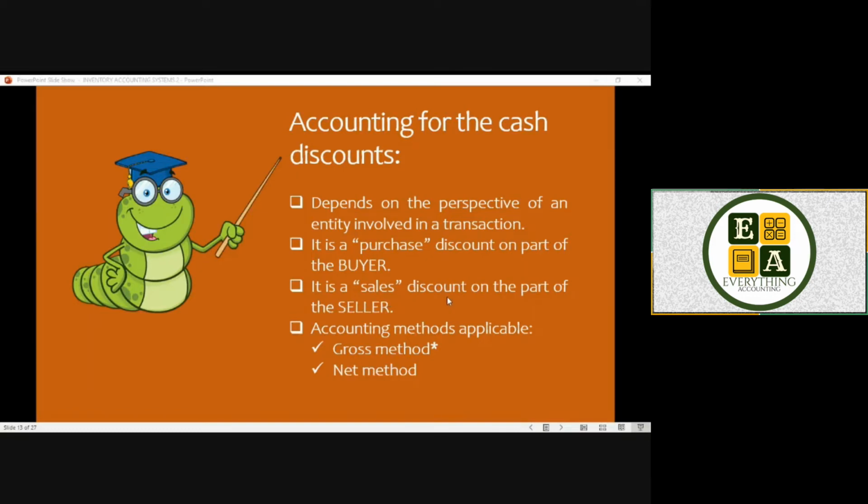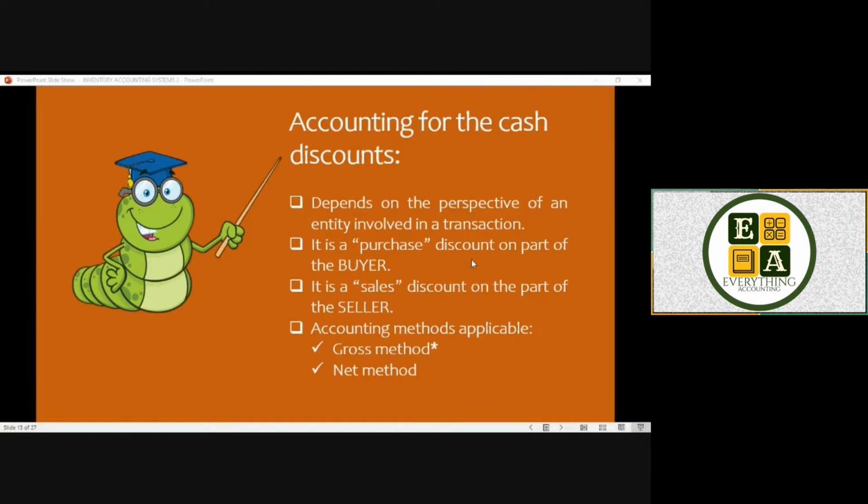Sa perspective naman ni buyer, purchase discount siya. The same discount yan. Both are cash discount. Yung pinaka-core concept niya, cash discount siya, mag-iiba lang yung pangalan niya kung different persona. So, kay buyer, since si buyer siya yung nag-purchase, purchase discount yung sa kanya. Si seller, since siya yung nagbenta, sales discount naman sa kanya.